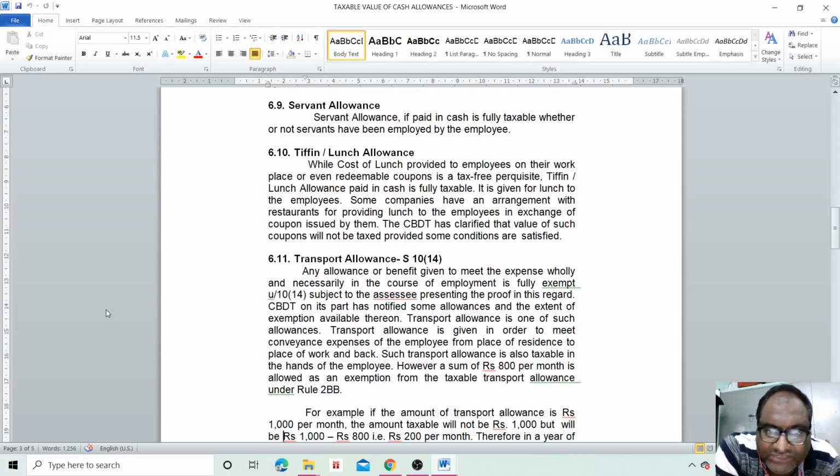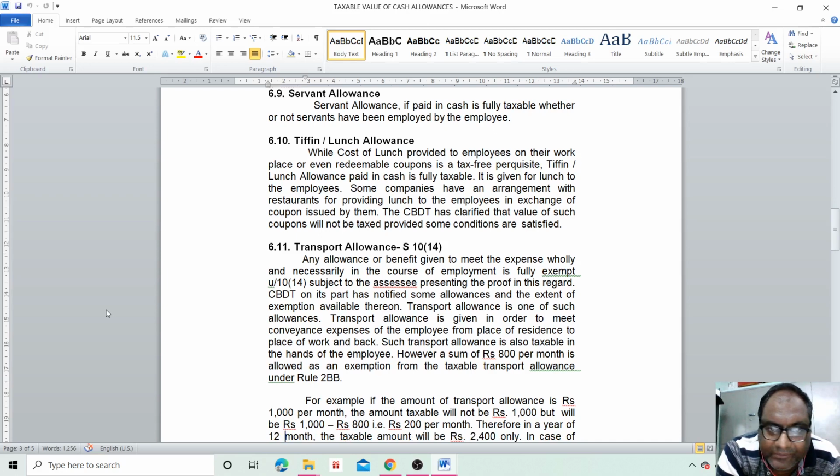While the cost of lunch provided to employees at their workplace, or even redeemable coupons, is a tax-free perquisite, tiffin or lunch allowance paid in cash is fully taxable. It is given for lunch to the employees. Some companies have an arrangement with a restaurant for providing lunch to the employees in exchange of coupons issued by them. The CBDT has clarified that the value of such coupons will not be taxed provided some conditions are satisfied.